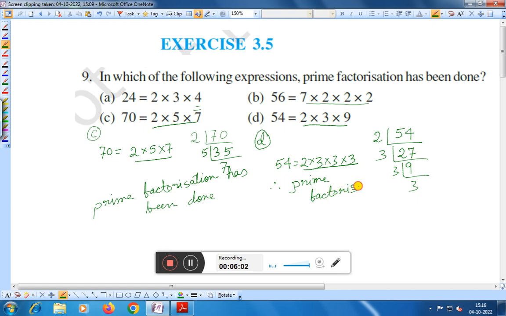Prime factorization has not been done. Right? This is the solution of question number 9.